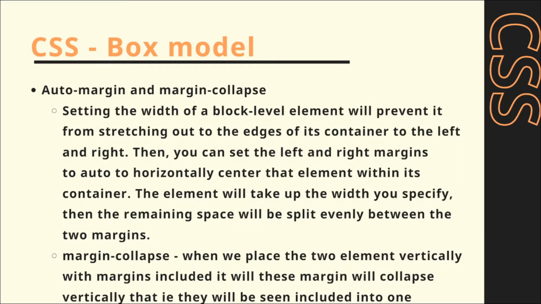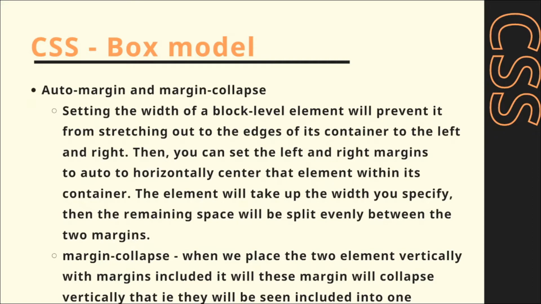The next topic that affects the box model is auto margin and margin collapse. Setting the width of a block element will prevent it from stretching out to the left and right edges of its container. Then you can set the left and right margins to auto to horizontally center that element within its container. The element will take up the width you specify, and the remaining space will be split evenly between the two margins.